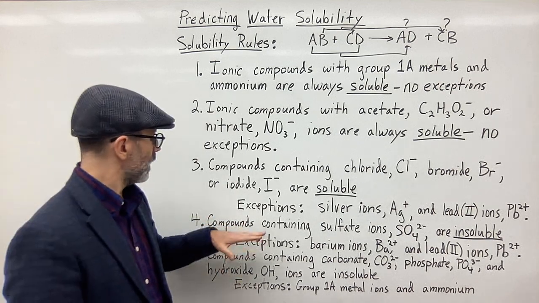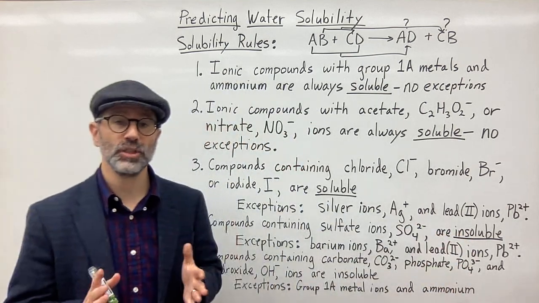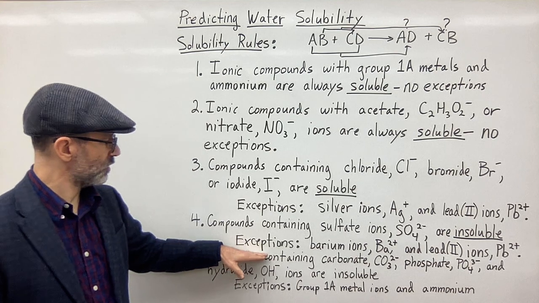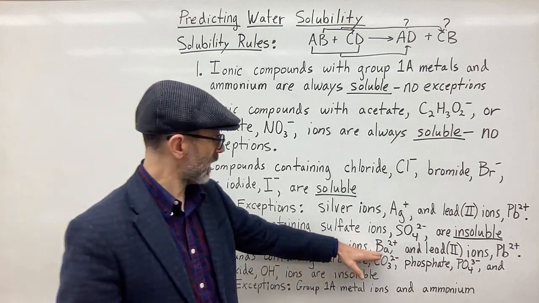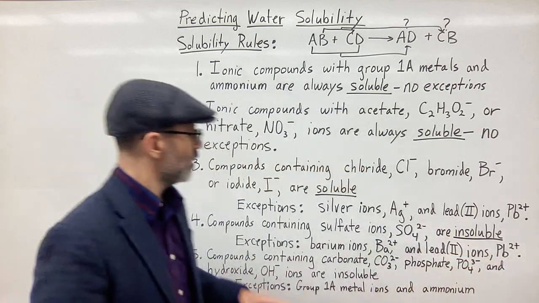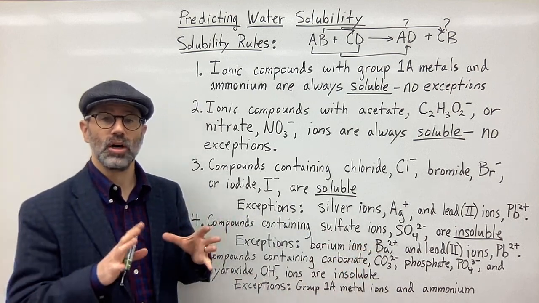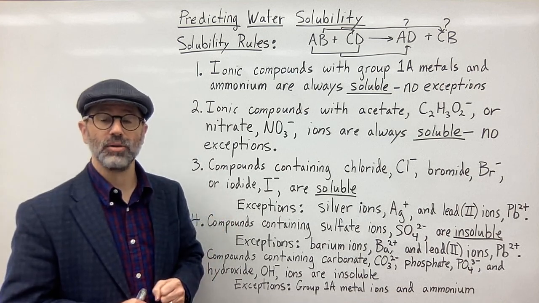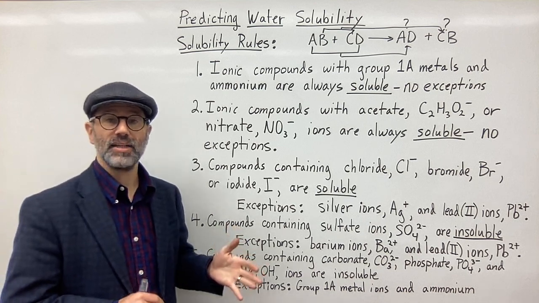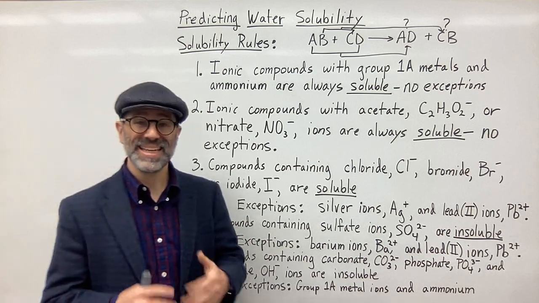Here, it's saying that compounds that contain sulfate are insoluble, generally speaking, but there are exceptions, right? The exceptions are barium ions, Ba2 plus, and lead 2 ions, Pb2 plus. So if you have barium or lead 2 ions in your sulfate compound, it's going to be soluble. If you don't have barium ions or lead 2 ions in your compound with sulfate, then it will be insoluble.